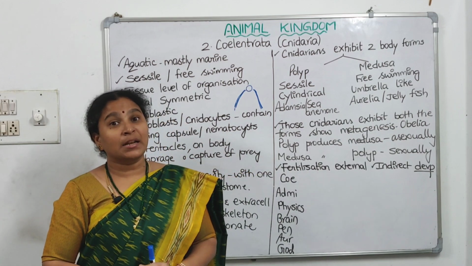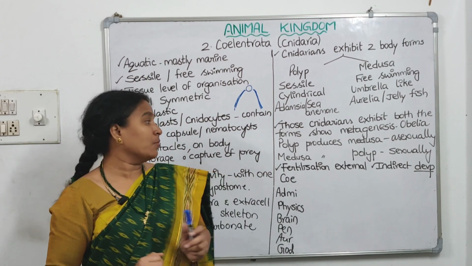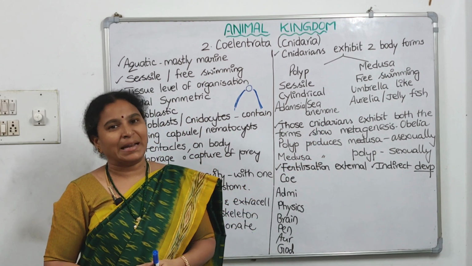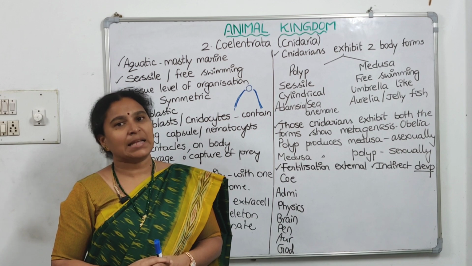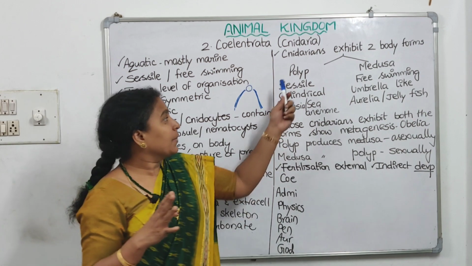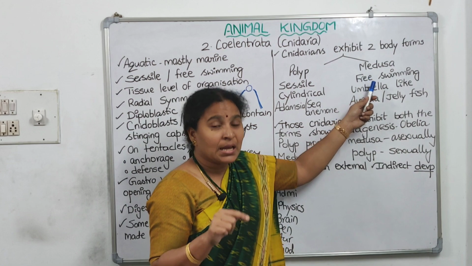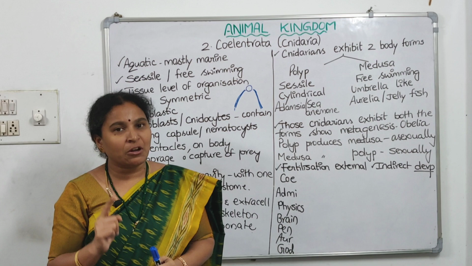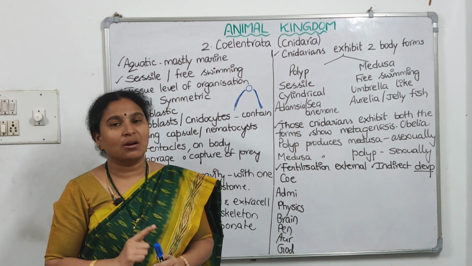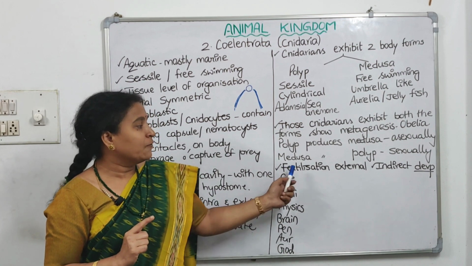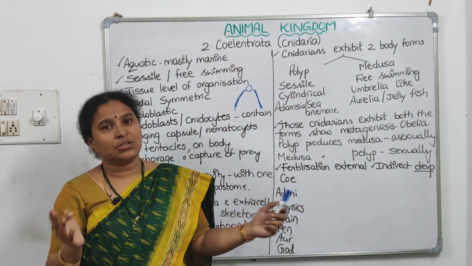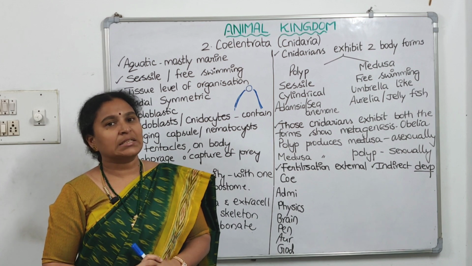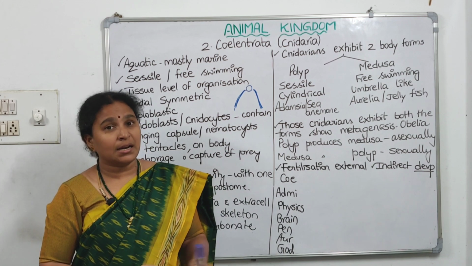Now there are some forms like Obelia which exhibit both the forms, right? So those cnidarians which exhibit both the forms, what is this phenomenon called? Metagenesis. Who exhibits metagenesis? Example, Obelia. Polyp produces medusa asexually and medusa produces polyp sexually. If both the forms are there, this phenomenon is called metagenesis. And fertilization is external, and development involves a larva, so it is indirect development.